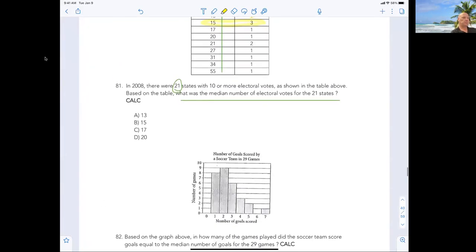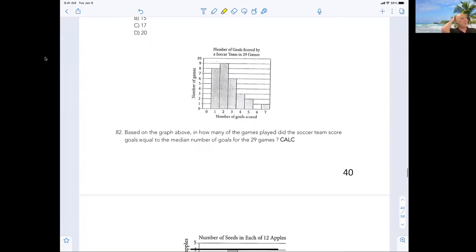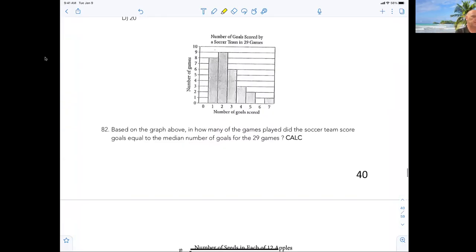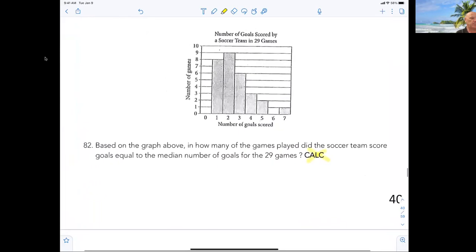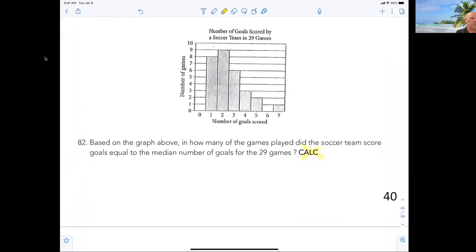Next. Based on the graph above, how many of the games played? Ooh, this was really good. All right, here we go. And again, I don't know why this is a calculator question. I wouldn't do calculator on that. So how many games were there? 29. I want the median.